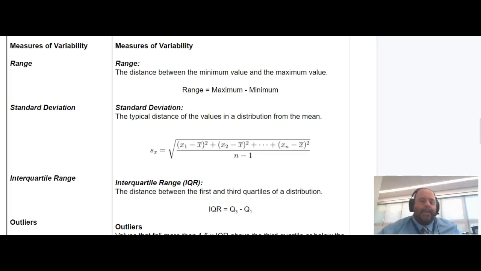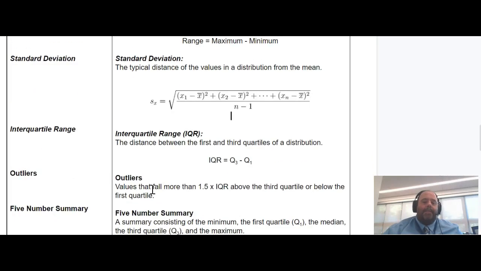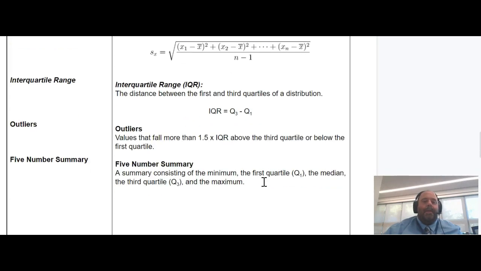So that's a number that gives you the typical distance the values are from the mean. It's a little bit of a complicated thing, but generally speaking, if you have to calculate the standard deviation in this course, you're probably going to do it using the calculator. That's built in as one of your calculator functions.